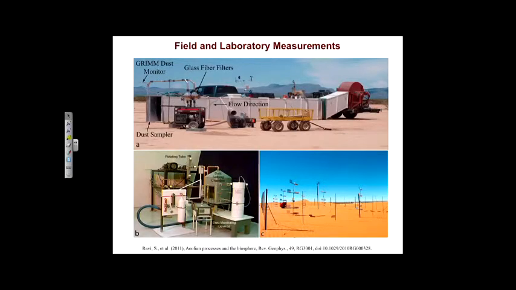This is an example of a dust chamber. You have dust here, then you blow, and then you study the settling, particle diameter and settling velocity. This image shows an actual dust system that captures actual dust blown in the real field.